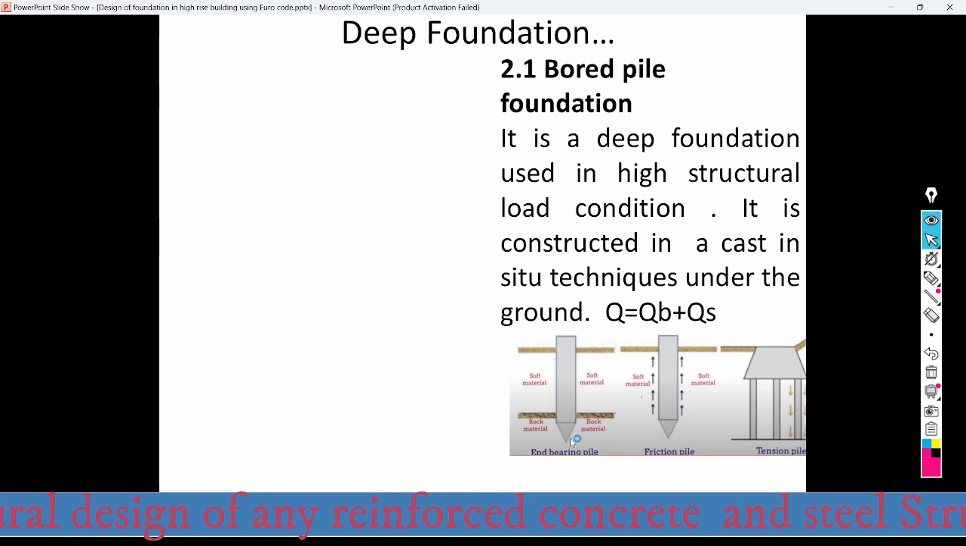Here are the types of the bored pile. Here we may have an end bearing pile. So the pile will be called end bearing if and only if the majority part of the column load is resisted by the end bearing part of this pile. And the pile will be called a friction pile if and only if the column load is resisted by the side friction. That means if the majority part of the column load is resisted by the side friction of this pile, the pile will be called a side friction pile.